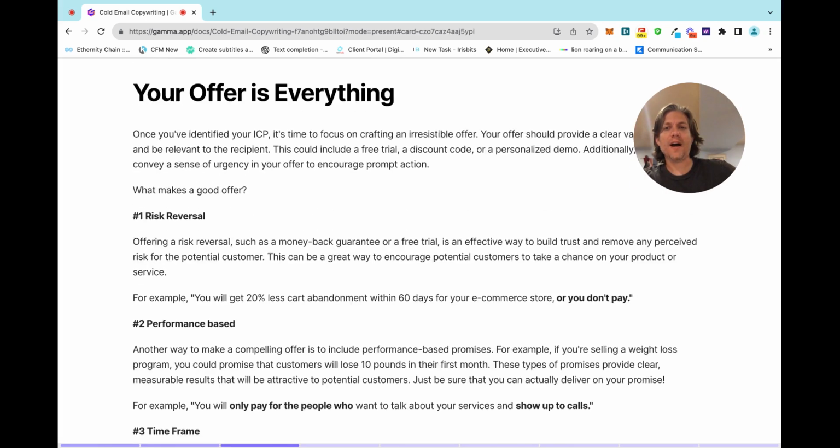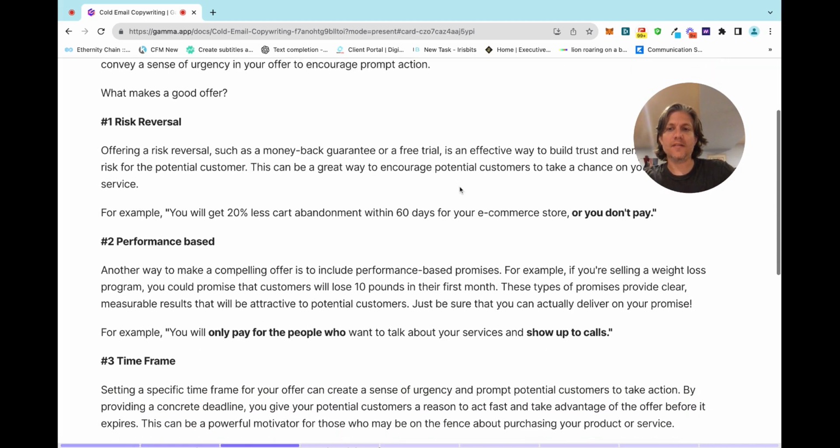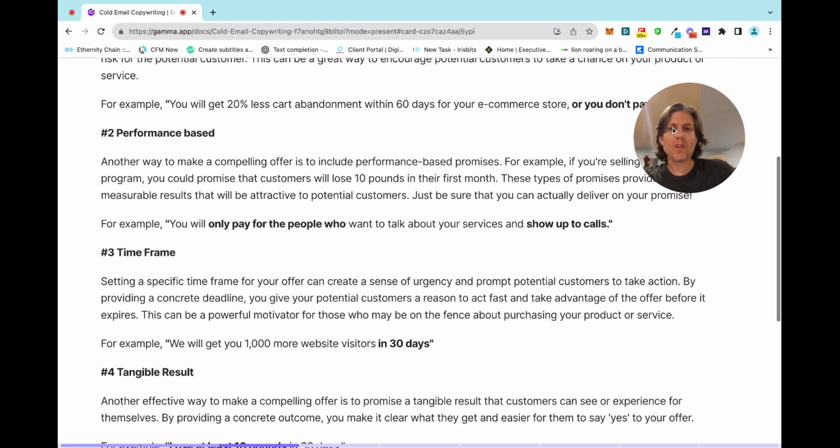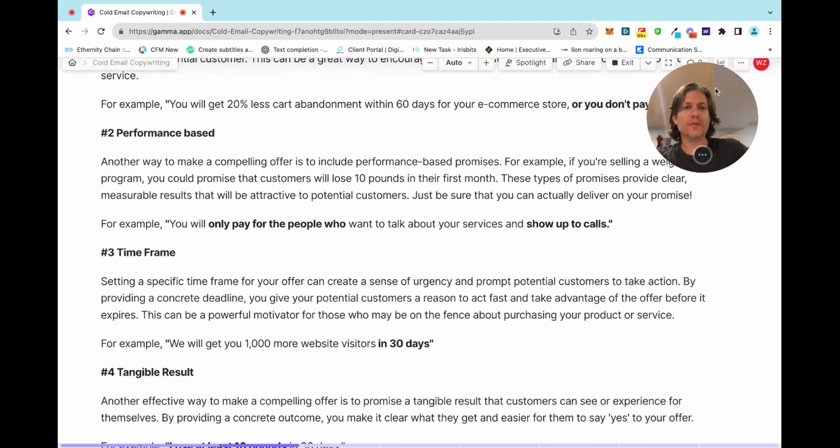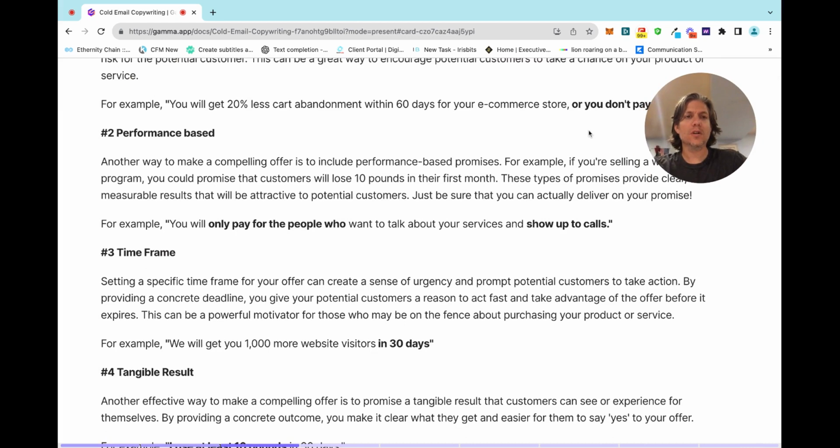And then what we find is that once you succeed on a performance basis, you can then move into more of a retainer. So for example, you only pay for the people who want to talk about your services and show up for calls if you're a lead gen agency. That's an example of performance-based that you can use.